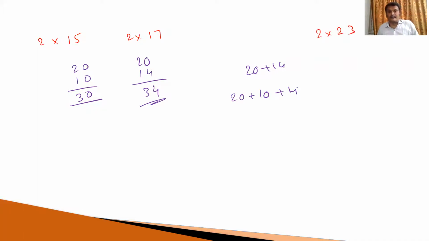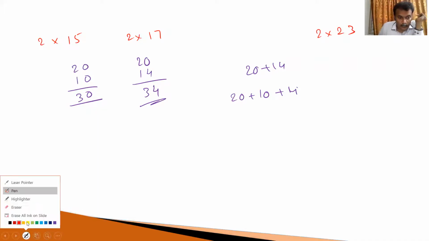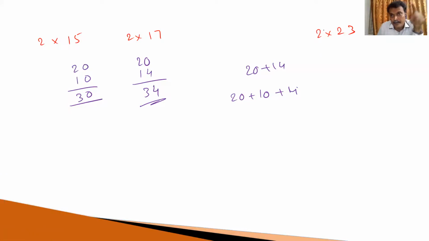What is 2 into 23? So just you should apply 2 into 20 times is equal to how much? 40. 2 20 times, that is equal to 40. 2 3 times equal to 6. So 40 plus 6 equal to? 46. That is equal to 46 is the answer.